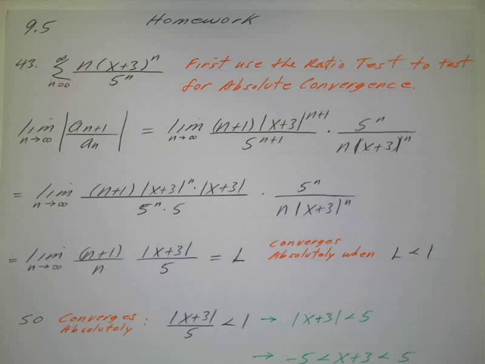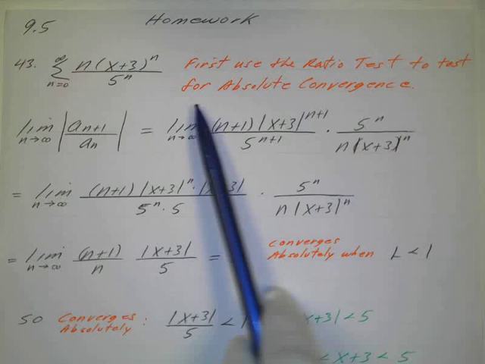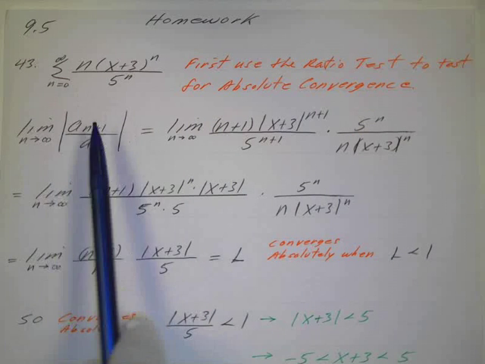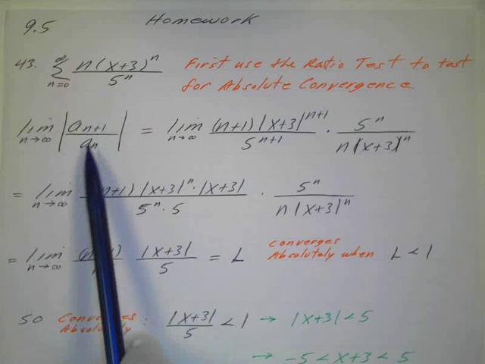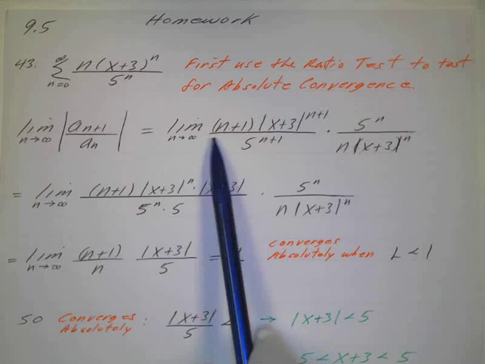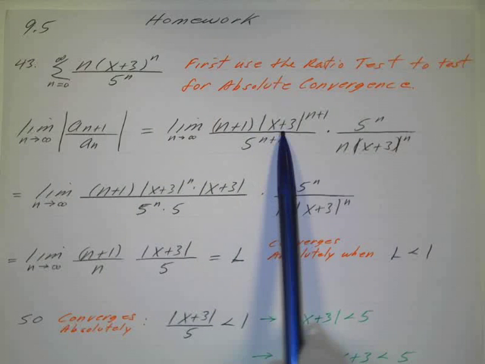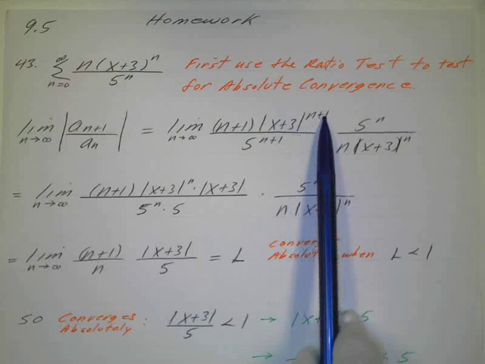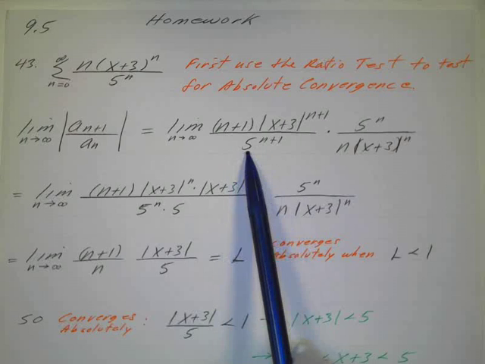I want to find the interval of convergence, where it's absolute convergence, and any values that are conditionally convergent. So first of all, we use the ratio test to test for absolute convergence. I'll take the absolute value of this limit. This is the ratio test, a sub n plus 1 over a sub n. So I'll take the limit of the absolute value of (n plus 1) times (x plus 3) to the n plus 1 over 5 to the n plus 1.